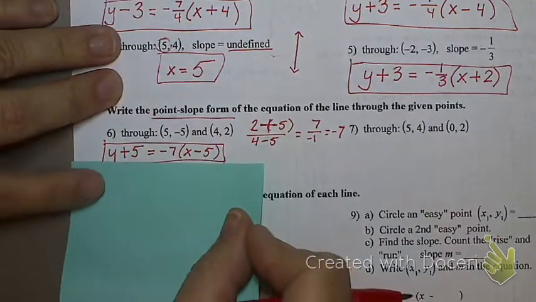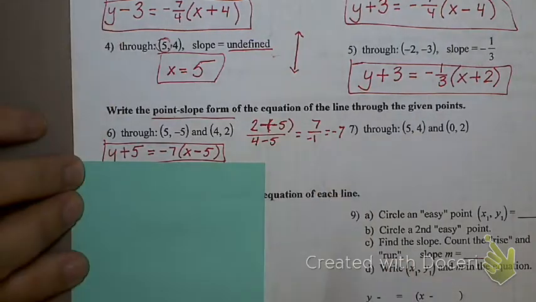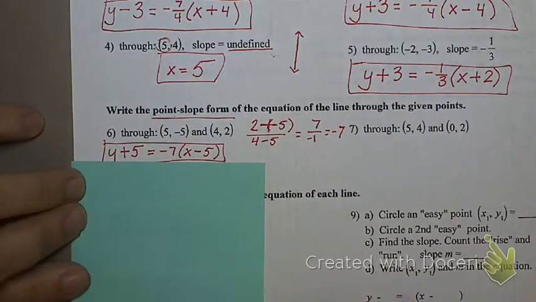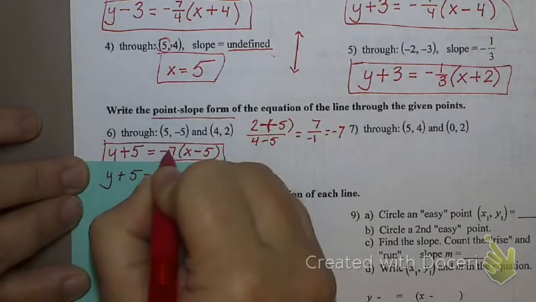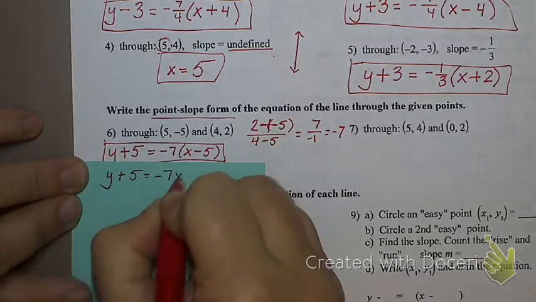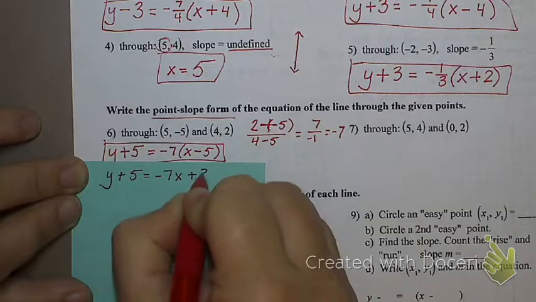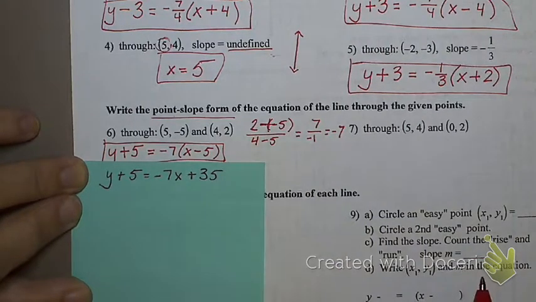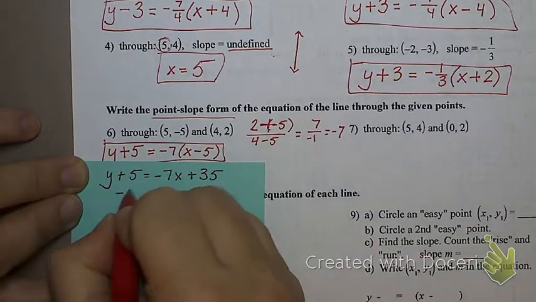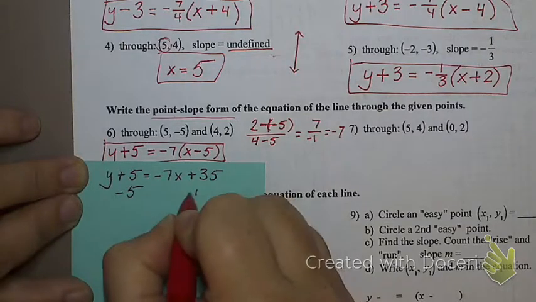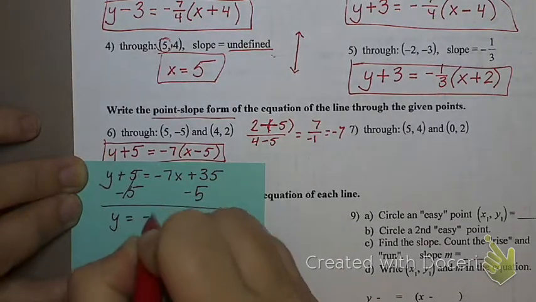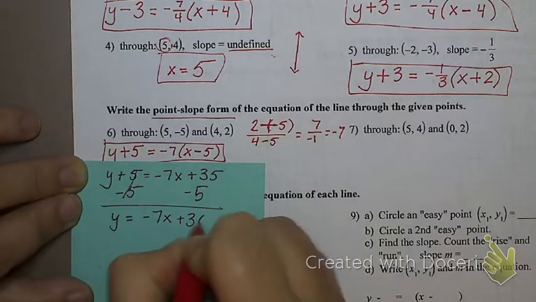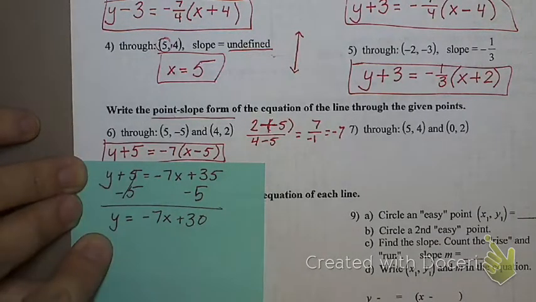Let me show you. If I were to transfer this to y equals mx plus b form, bear with me a minute. Y plus 5 equals negative 7x plus 35. Yes? And I would move this 5, minus 5. And that gives me y equals negative 7x plus 30. Really quick to go from point slope form to slope intercept form, isn't it?